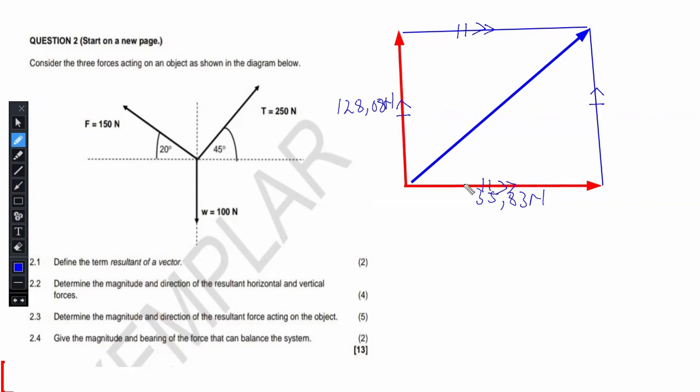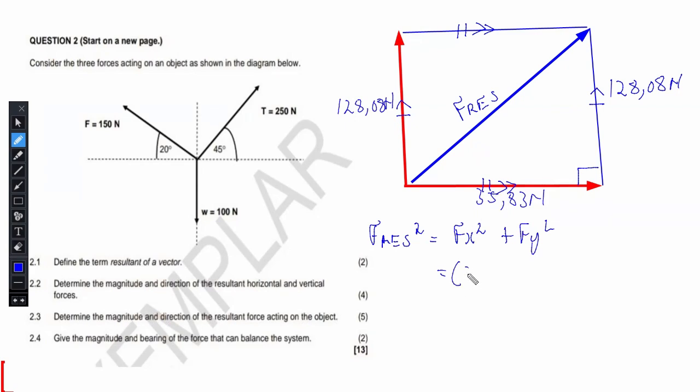Right? So that means from here, I can produce a right angle triangle here by simply taking this one and writing it over here, 128.08 newtons. Now we can all see that I have a right angle triangle at this point, meaning I can now calculate the resultant force. Right. So to calculate the resultant force in a two-dimension question like this, you always have to apply Pythagoras theorem. Then this is F res squared equals Fx squared plus Fy squared. Now the Fx is the resultant of the horizontal there. So that's 35.83.